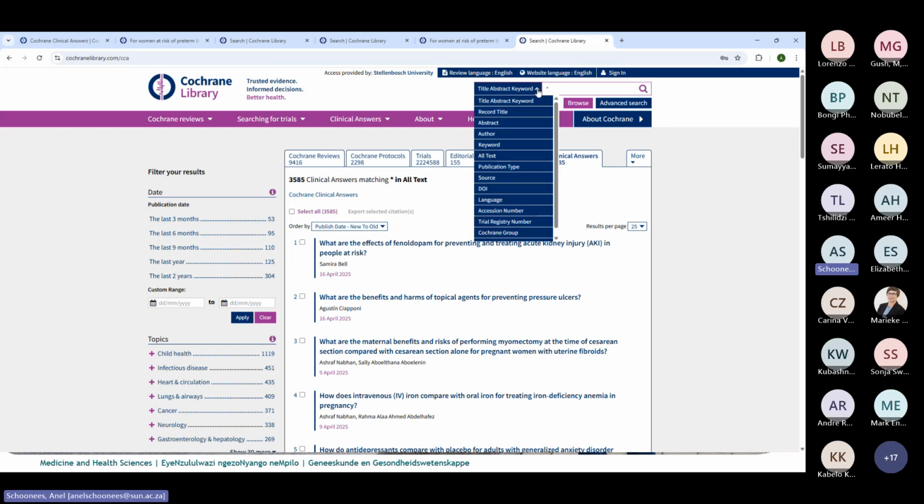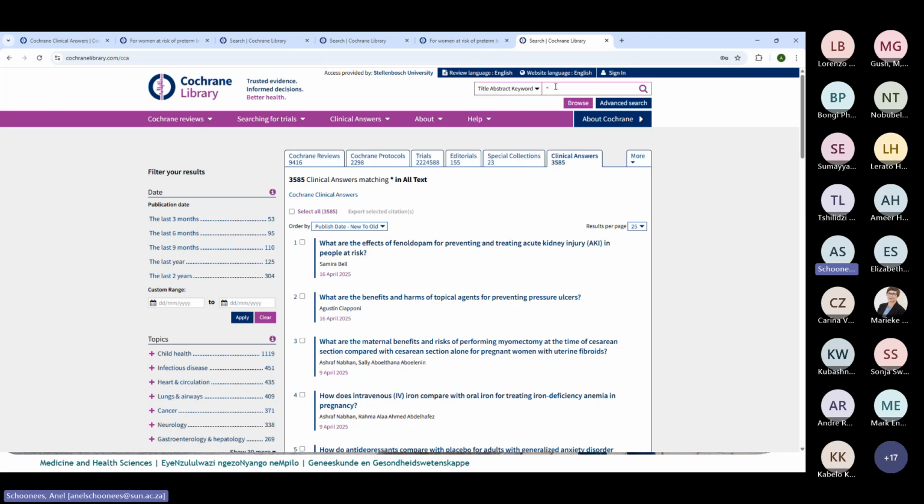So obviously here in the simple search box, there are various field tags that you can use. The one that we most often use is the title, abstract, and keyword because it's the most specific one. You don't want your term just to be mentioned, by the way, in a discussion section or a background section of the review or the clinical answer. You want the clinical answer to be about that particular intervention, for example.